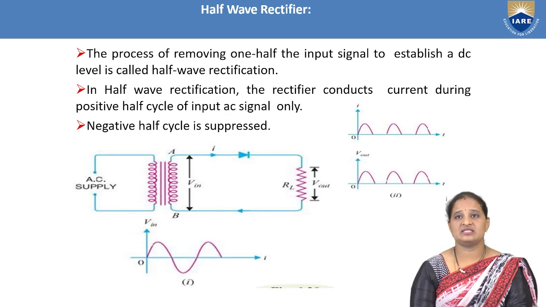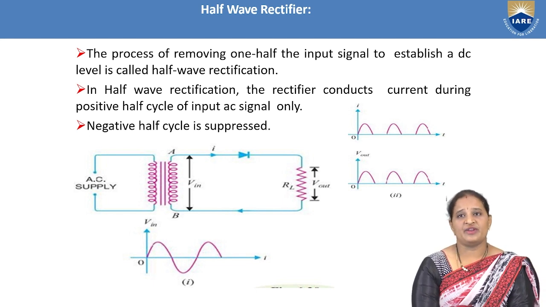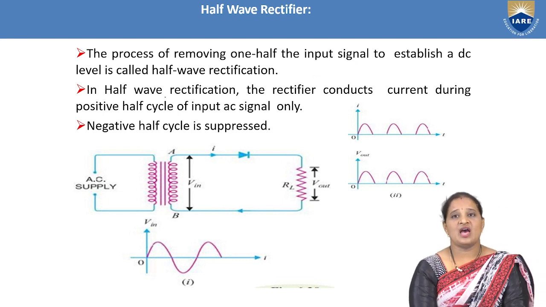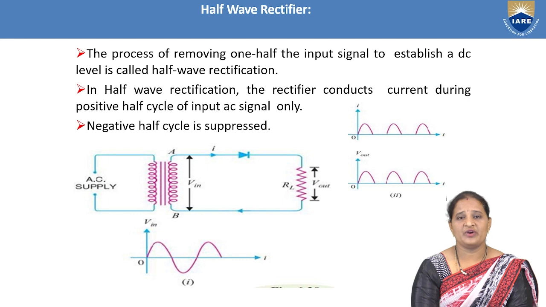Now first let us have a discussion on half wave rectifier. The process of removing one half of the input signal to establish a DC component is called half wave rectification. We can also define the half-wave rectifier in another way: the rectifier circuit which rectifies only half cycle of the input AC signal is known as a half-wave rectifier. In this half-wave rectifier, the diode conducts only during the positive half cycle of the input signal.